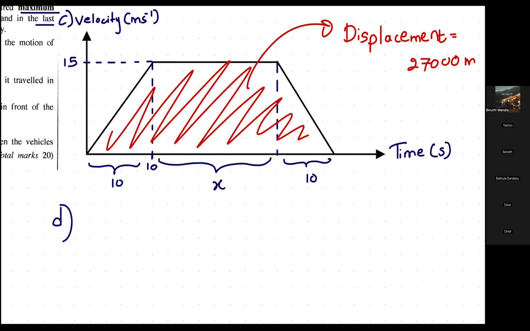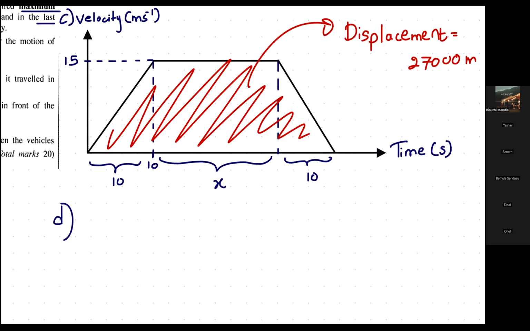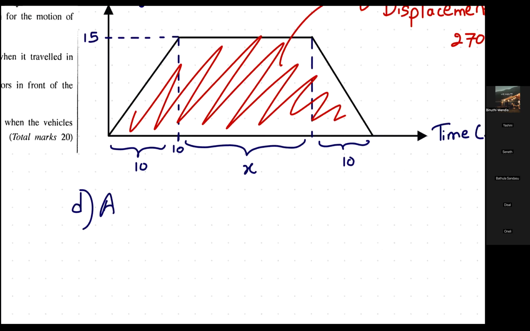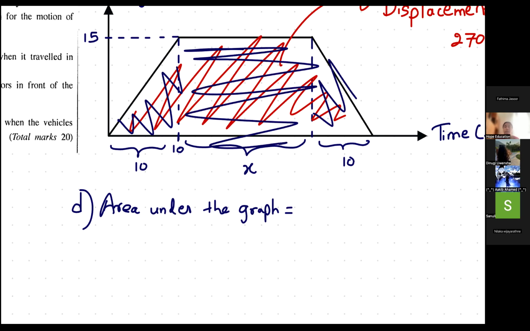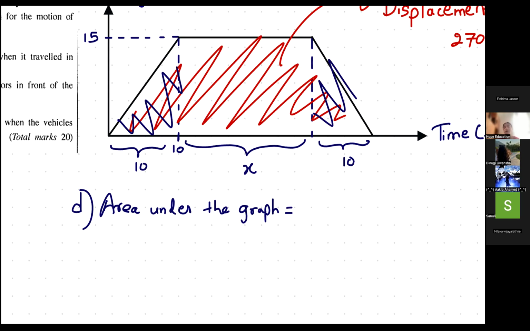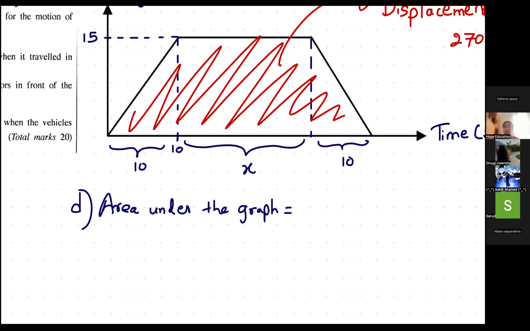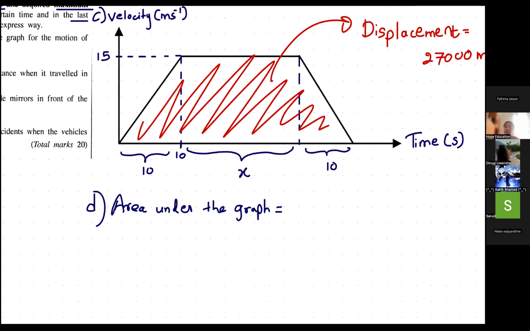And now we know the displacement is equal to the area under the graph. First, let's find the area under the graph. Kids, you can either find the areas of this triangle separately, this triangle separately, and this part separately. Right? Or you can find the area of the whole trapezium together. I will find the area of the trapezium together. Right? This length is x.